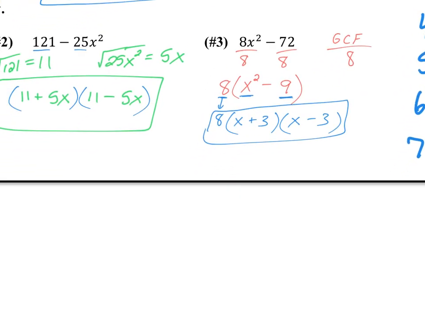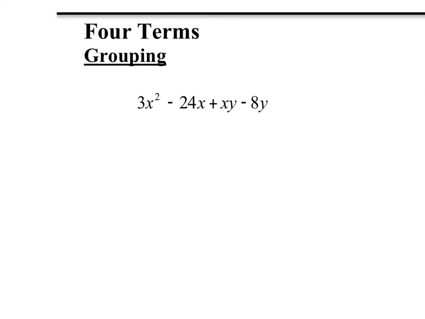Okay, the last one we're going to cover today is grouping. Grouping happens when there are 4 terms. So whenever there's 4 terms, you check for a GCF and then you try grouping. So let's check for a GCF first. Is there a greatest common factor, a letter they all have in common or a number you can divide them all by? No, there is not, because everyone has an x except for the 8y. So we can't do a GCF, so we got to try grouping.